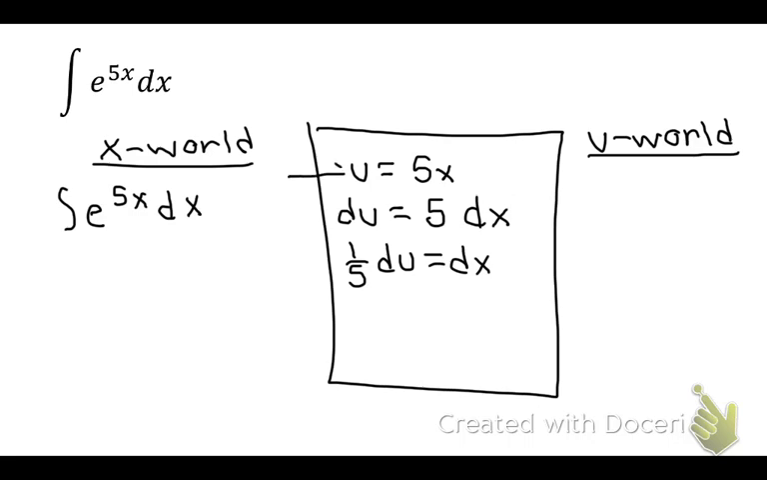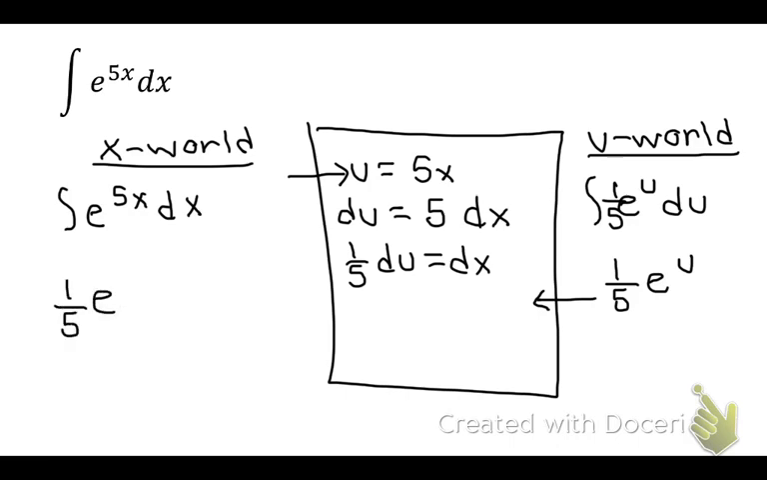Alright, let's bring our integral in x world through the box over to u world, and we're going to get the integral of e to the u, and then we're going to have 1/5 du. The integral of e to the u is just e to the u, so we're going to have 1/5 e to the u. That's going to come back through our box to get to x world though, and we're going to have 1/5 e to the 5x plus c. There we go.